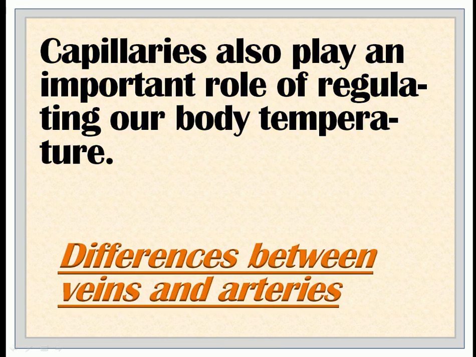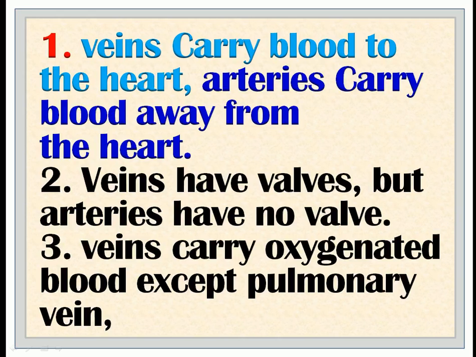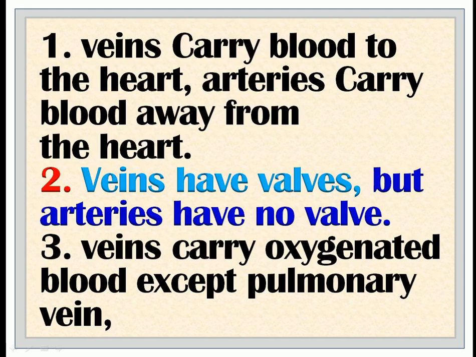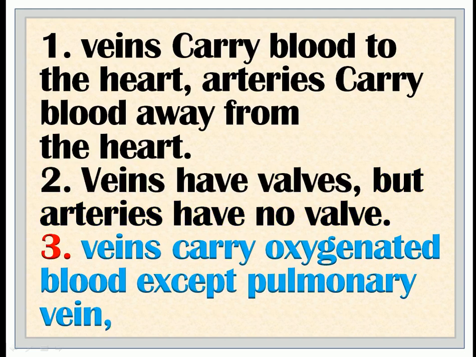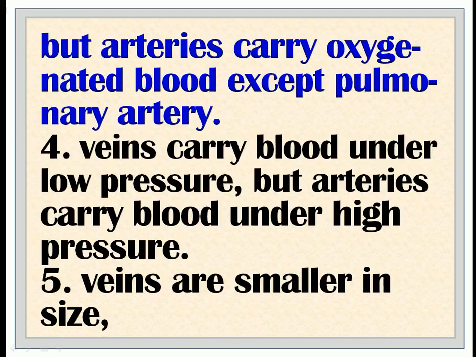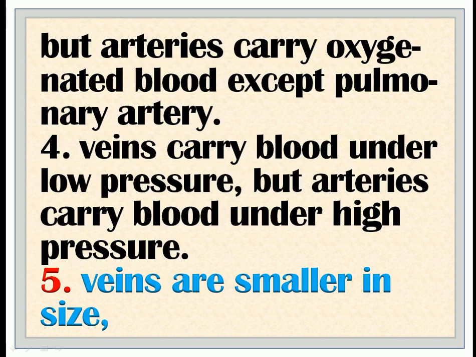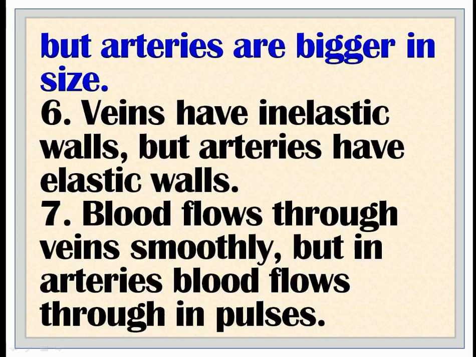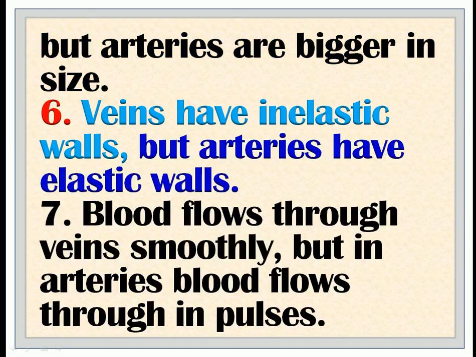Differences between veins and arteries. 1. Veins carry blood to the heart, arteries carry blood away from the heart. 2. Veins have valves, but arteries have no valves. 3. Veins carry deoxygenated blood except the pulmonary vein, but arteries carry oxygenated blood except the pulmonary artery. 4. Veins carry blood under low pressure, but arteries carry blood under high pressure. 5. Veins are smaller in size, but arteries are bigger in size.